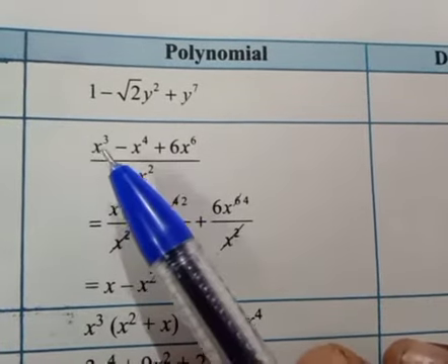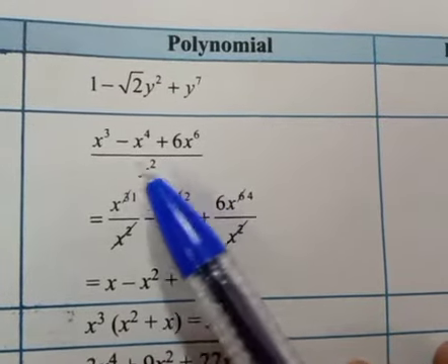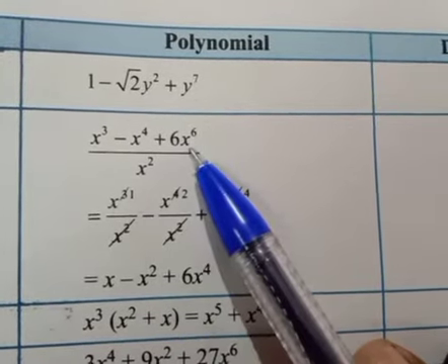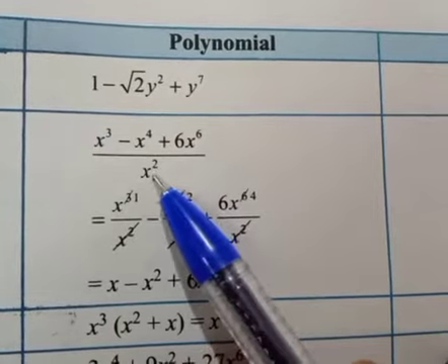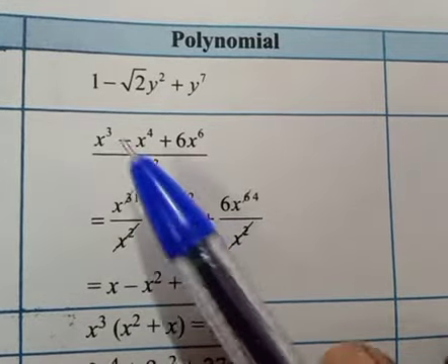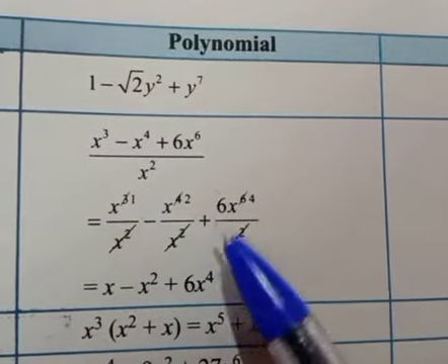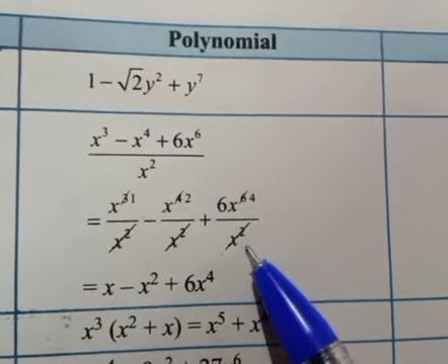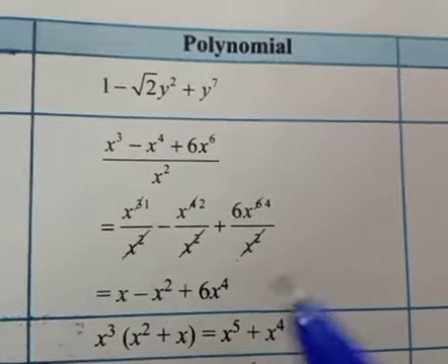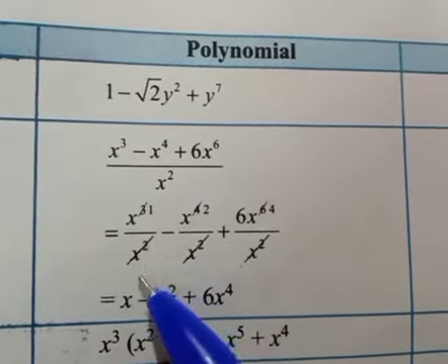Now, second problem, x cube minus x power 4 plus 6x power 6, whole divided by x square. The given polynomial is not in a simplified form, so you have to make a simplification. Here x square is common for these three terms. So you have to rewrite this as x cube by x square minus x power 4 by x square plus 6x power 6 by x square. Now you have to cancel these. In the denominator we have x square, and here x cube. What is the meaning of x square?